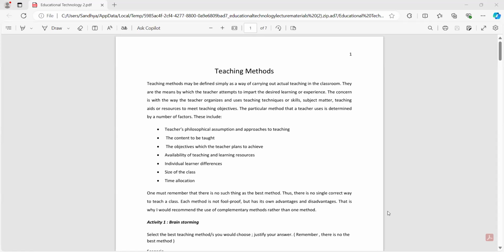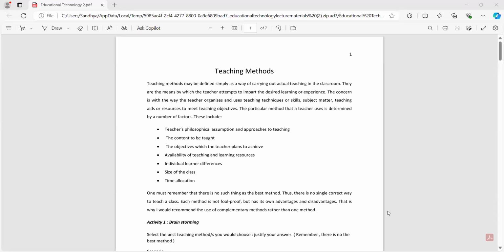Then individual learner differences. There are some students, they like to listen and learn. So teacher has to explain everything, they easily learn. And there are some students, actually, they like to actively participate in learning. So there are different individual learning styles. So you definitely have to cater to them also in deciding teaching methods.